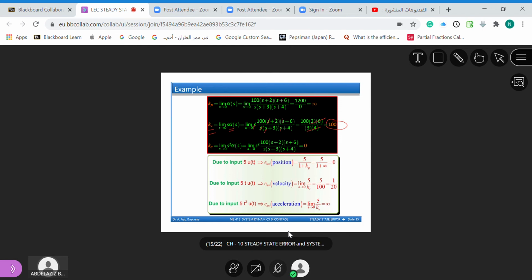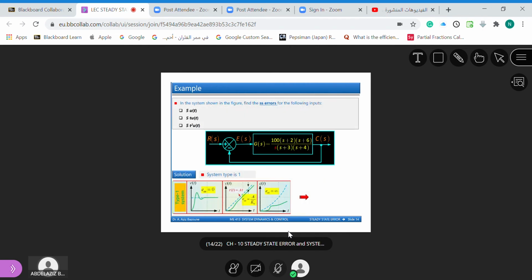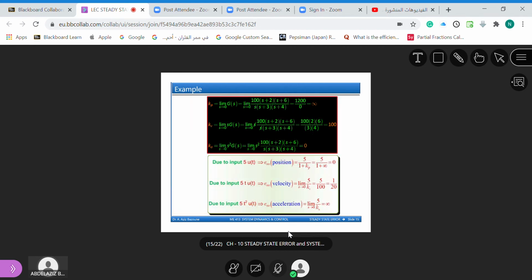So the steady state error will be constant. It will be simply 5 over Kv, or 5 over 100. It has a finite value. 5 over Kv will give you this, 5 over Kv or 5 over 100. 5 over 100 is 1 over 20. So the steady state error is a finite value.